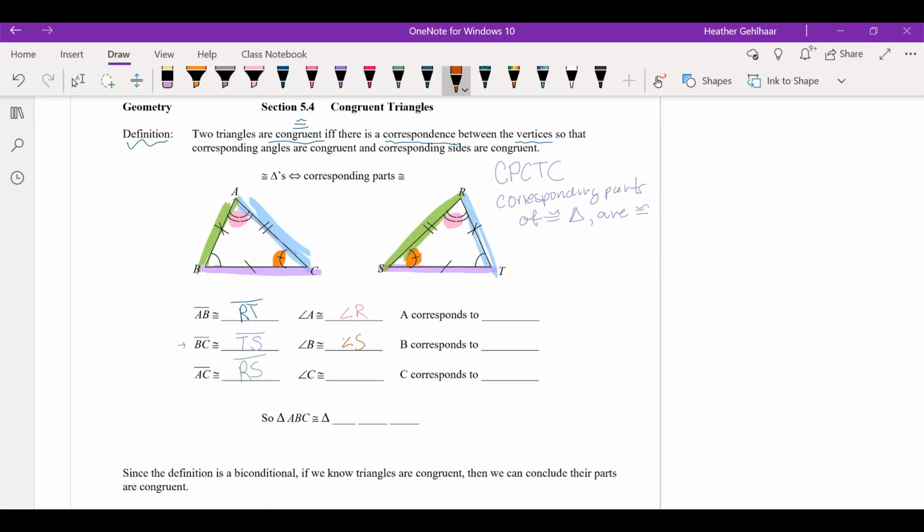Oh, I put that in the wrong spot. So angle C and angle S. And then angle B we have here. Angle B has the same exact tick mark here as angle T. Okay, so that means that A is corresponding to R. If we notice, A is congruent to angle R, they are corresponding. B is corresponding to T, and C is corresponding to S.